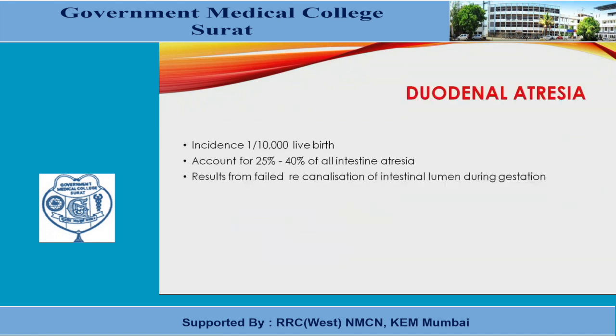Next is duodenal atresia. Its incidence is 1 per 10,000 live births. It accounts for 25 to 40% of all intestinal atresia and results from failure of recanalization of the intestinal lumen during gestation or development.